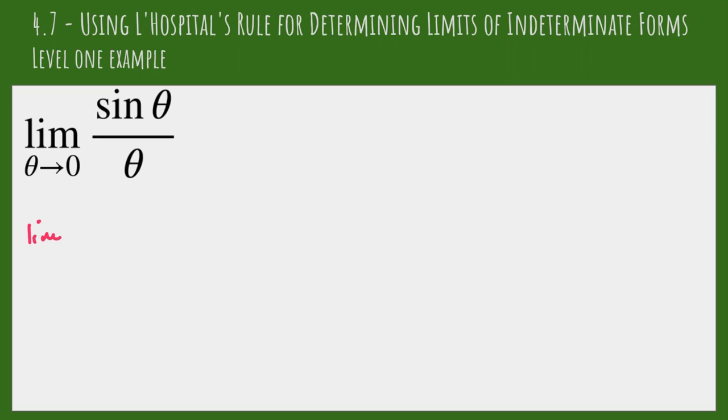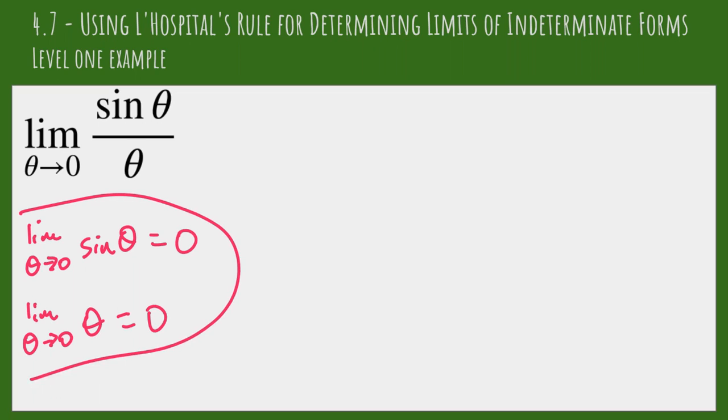So first thing I'm going to do is look at the limit as theta approaches 0 of sine of theta. And we can just plug 0 in for theta there, and we get 0. And look at the limit as theta approaches 0 of just theta, the denominator. And as theta approaches 0, theta approaches 0. So we do get that indeterminate form.